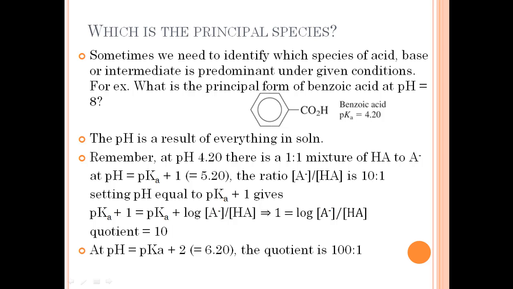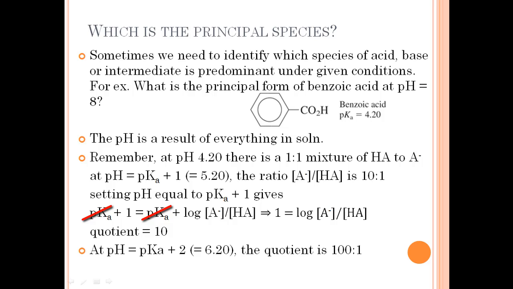And you can solve this mathematically. If you set pH to equal pKa plus 1, and you have the other side of your equation, which is also pKa plus the log of A minus to HA, your pKa variable cancels, and you get 1 is equal to the log of A minus over HA.